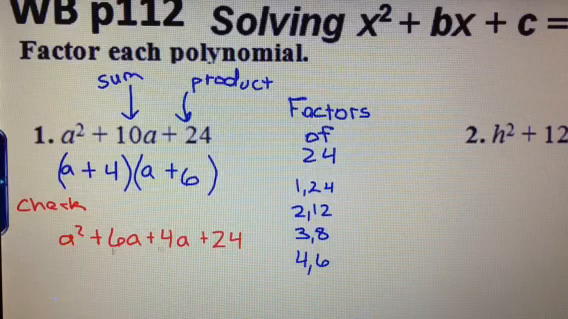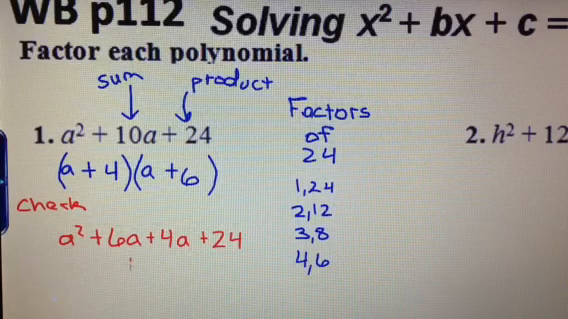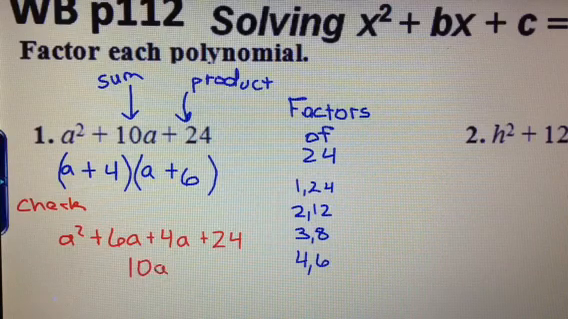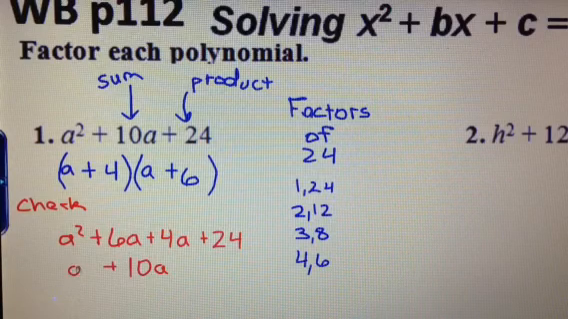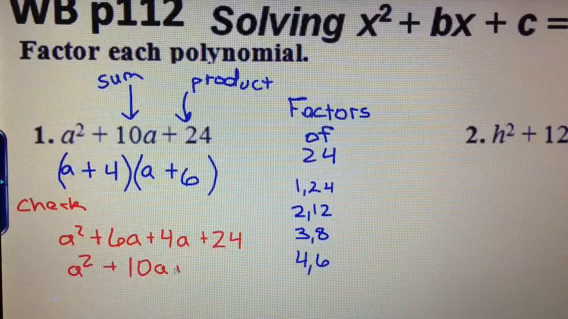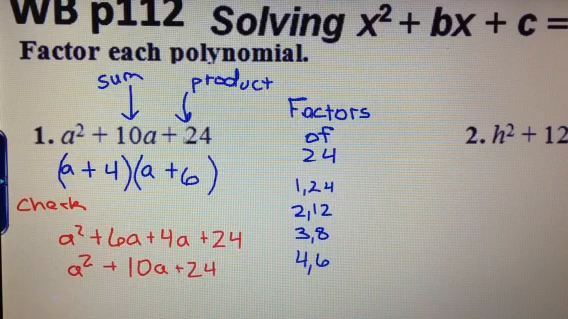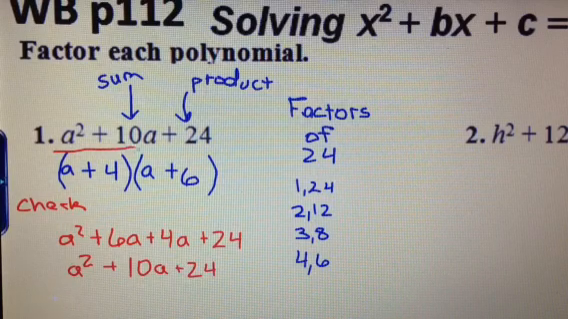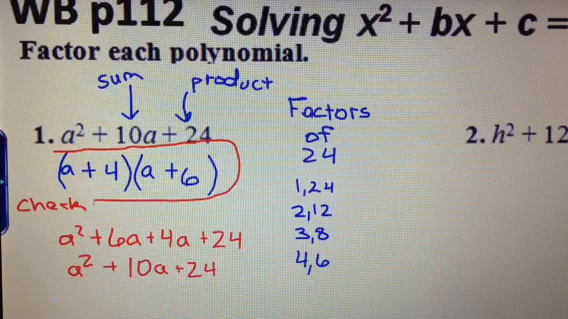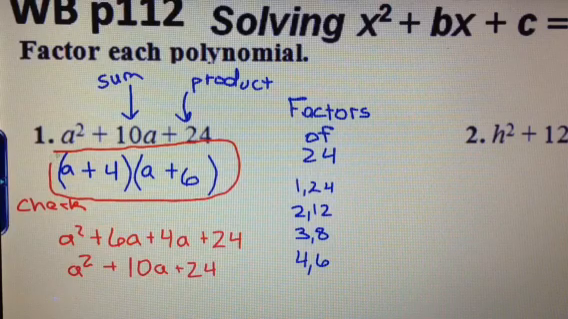If we combine our like terms here, 6A plus 4A, that's 10A. And we bring everything else down. And you'll notice that we have exactly what we started with. So this is in fact the correct factorization for that trinomial.